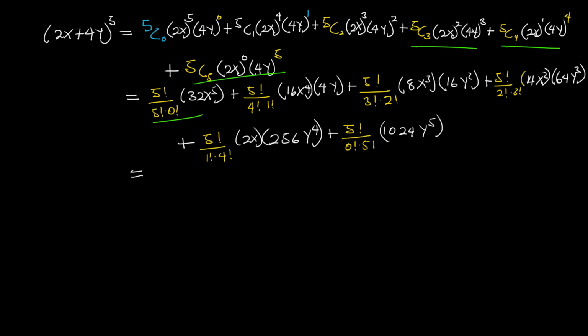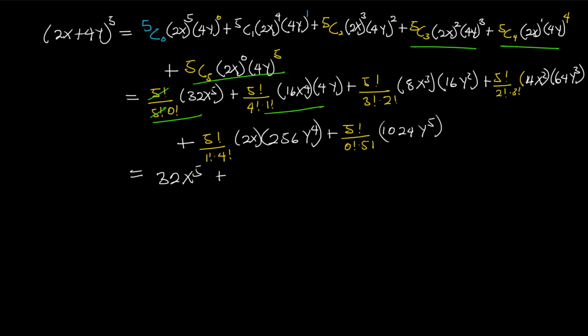When we take this term here, 5 factorial crosses 5 factorial, so we get this one 32x^5 times 4 factorial, so this will cross 4 factorial, so we get 5 times 16x^4 times 4y plus the next term is this term here.